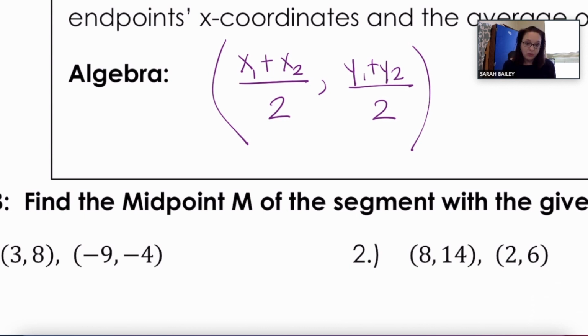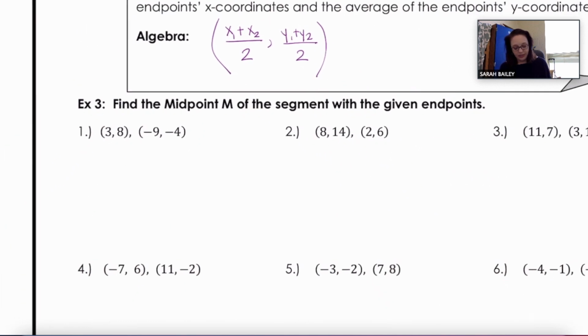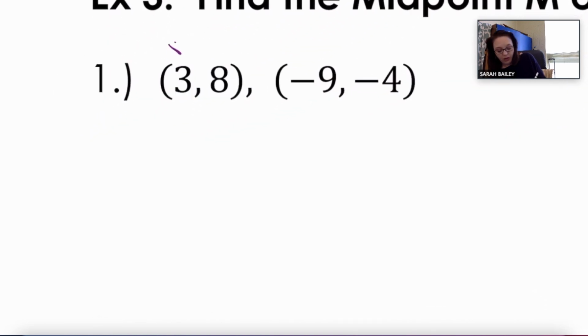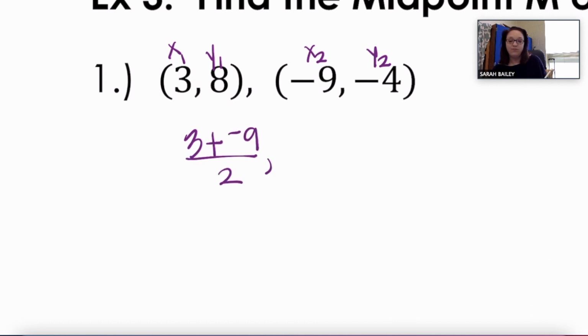So let's do a couple of examples. The directions say, find the midpoint M of the segment with the given endpoints. So here we have number 1. We'll let this be x sub 1, y sub 1, x sub 2, y sub 2. So I'm going to add the x coordinates, 3 plus negative 9, then divide by 2. I'm going to add the y coordinates, 8 plus negative 4, then divide by 2.